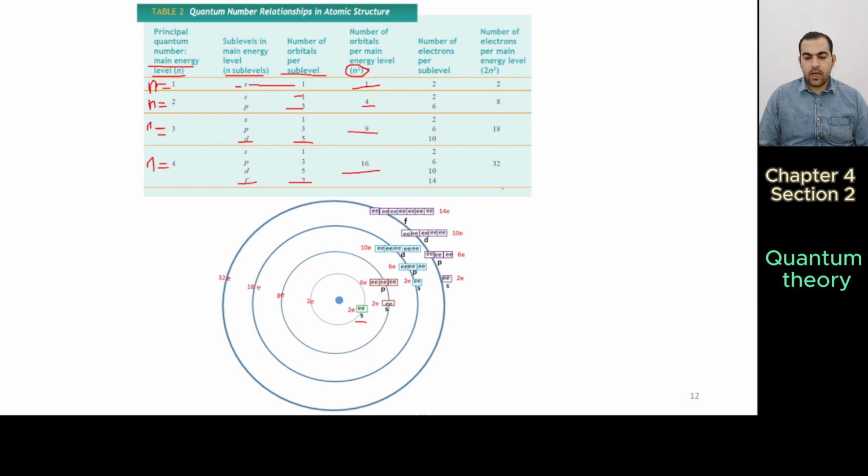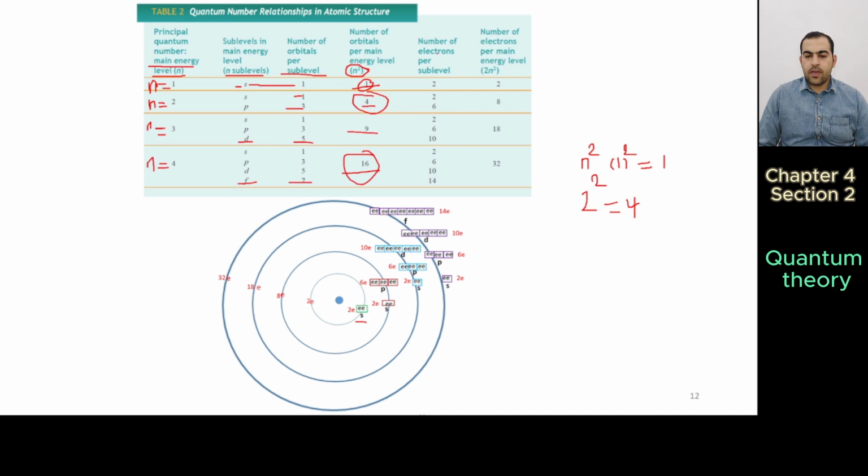So we can say that the number of orbitals per main energy level equals n squared. This is the rule. For the first energy level, n equals 1. 1 squared equals 1, so we have 1 orbital in the first energy level. If n equals 2, 2 squared equals 4, so we have 4 orbitals in the second energy level. So 3 squared equals 9, 4 squared equals 16.